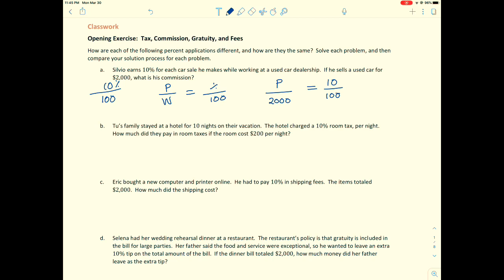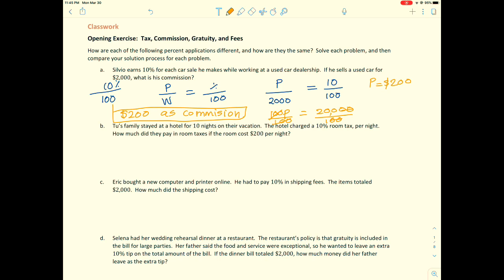Alright, so let's do the butterfly method. This is going to give me 100p is equal to 20,000. Divide by 100 on both sides. That's what we do for equations. I'm going to get P, which is the commission, equals $200. So he would make $200 as commission. That's my final answer. Next question.